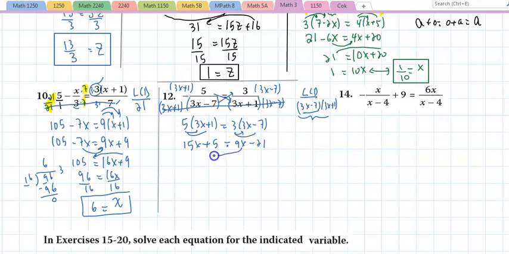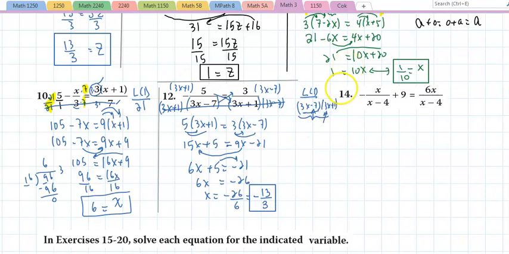Move the smaller to the larger. If you subtract 9x from both sides, 15 minus 9 is 6x. Move the 5 over. Subtract 5 from both sides. That's negative 26. And if I divide by 6, I'll get x equals negative 26 over 6. If I reduce by 2, that's negative 13 over 3. And that would be my final answer for this problem. And since that doesn't make this or that a 0, that's an acceptable answer and that problem is complete.